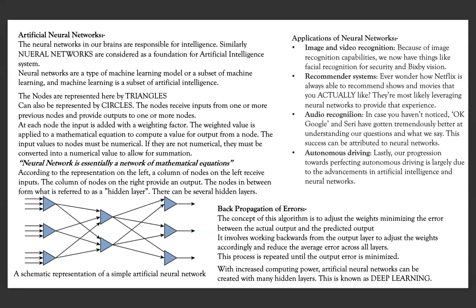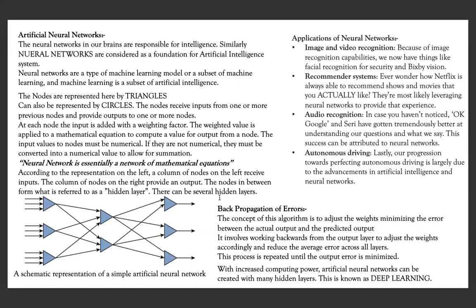Then we have audio recognition. In case you haven't noticed, OK Google and Siri have gotten tremendously better at understanding our questions and what we say. This success can be attributed to neural networks. Finally, autonomous driving. Our progression towards perfecting autonomous driving is largely due to the advancements in artificial intelligence and neural networks.